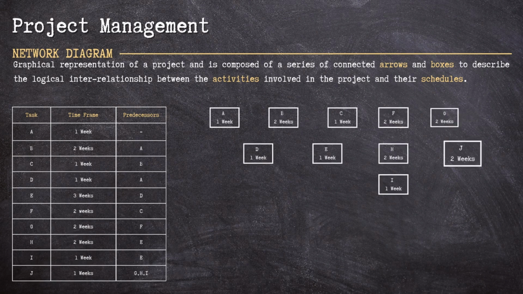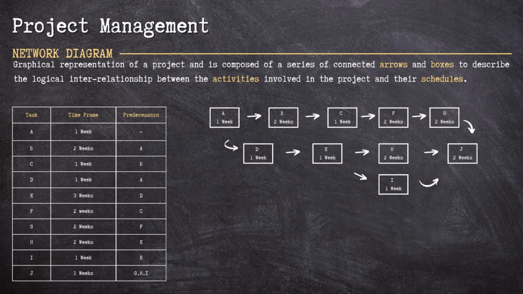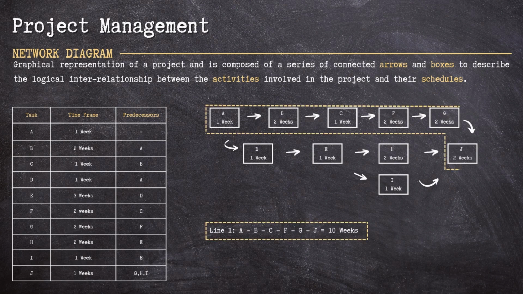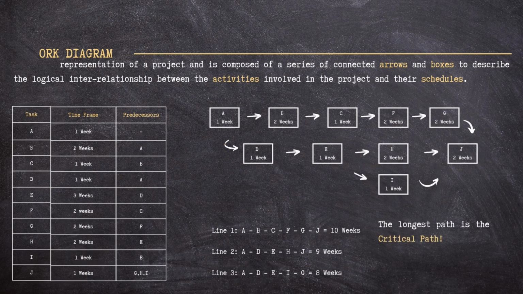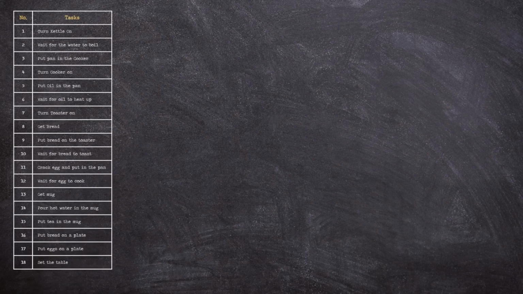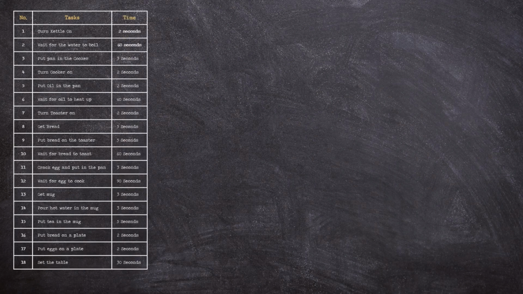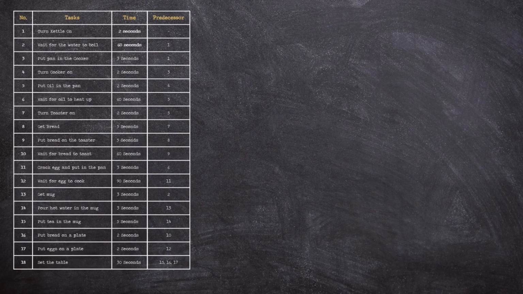Then you need to plot the task in boxes with arrows connecting the interrelationship of each task. Then calculate the duration of each path. The longest path is the critical path. So going back to our illustration, let's have all the needed information in a table. First column is the task number. Second column shows all the tasks needed to prepare the breakfast. Third column shows the time to perform each task. And the fourth column shows the predecessors.